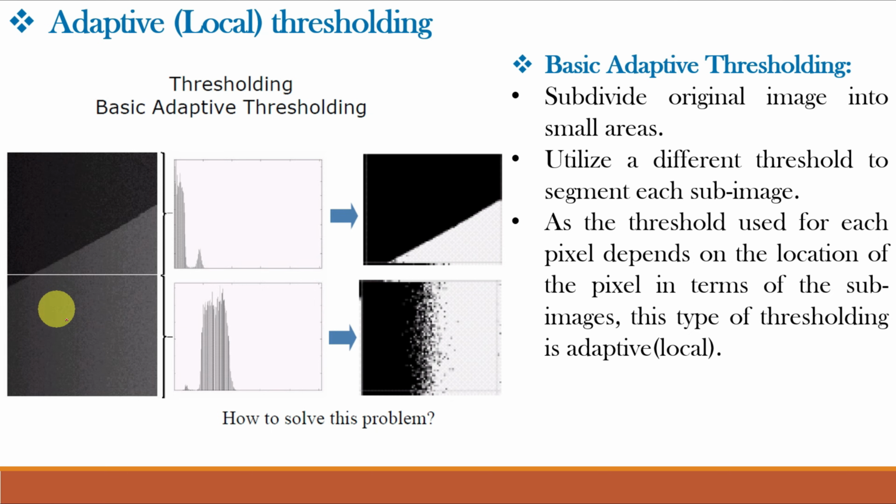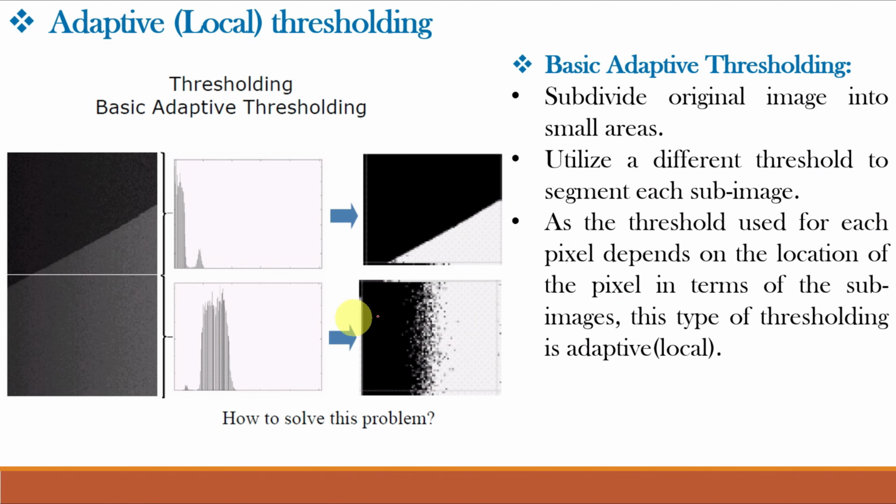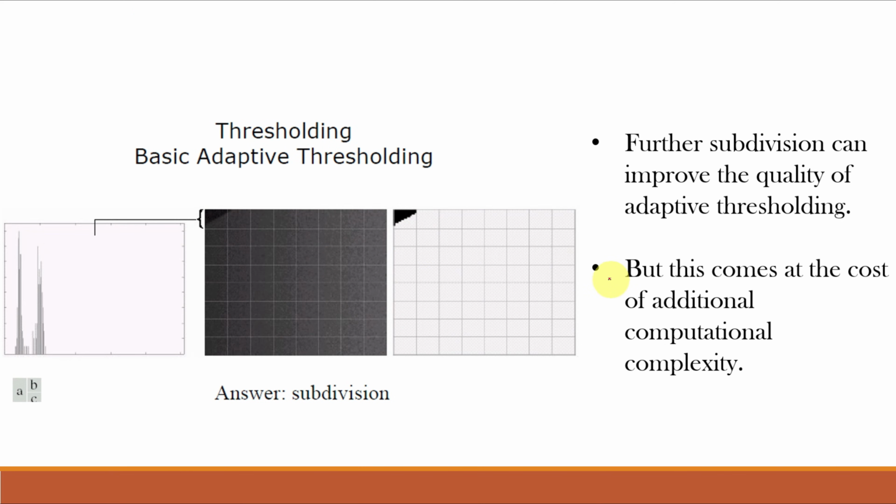This particular block which is giving a bad result, we have zoomed in over here, and we further subdivide this image into a number of sub-images to further improve the quality of thresholding. Out of these blocks, the histogram for this particular block is like this, and application of thresholding to this block will result in the desirable output. And now this problem of undesired output is solved. But obviously this further subdivision and adaptive thresholding comes at the cost of additional computational complexity, so it will require more processing power as well as time.